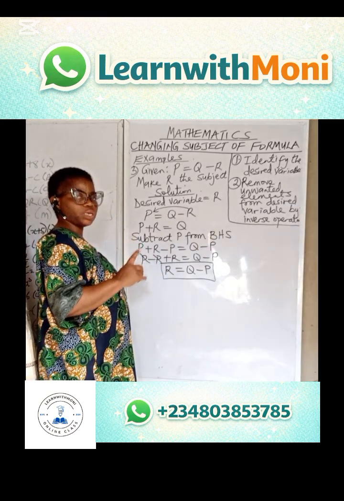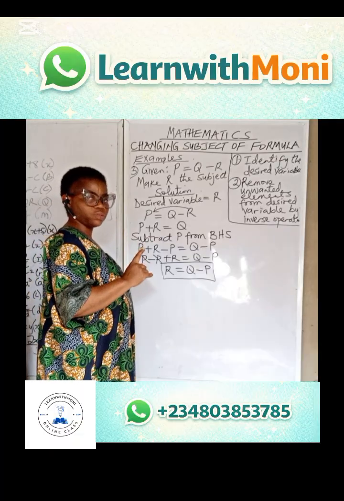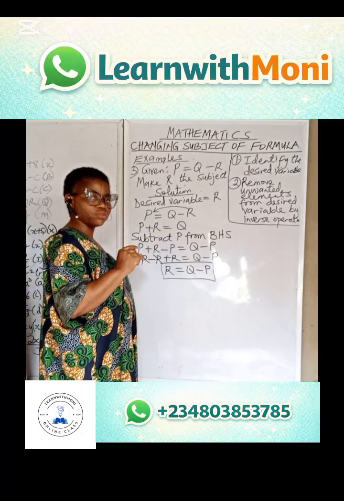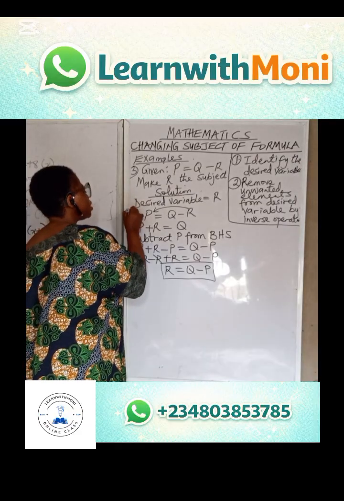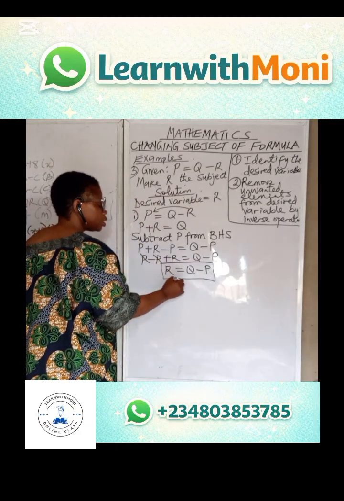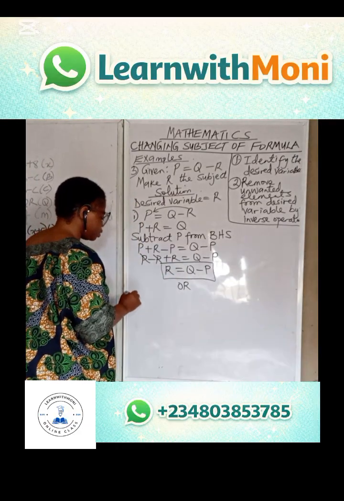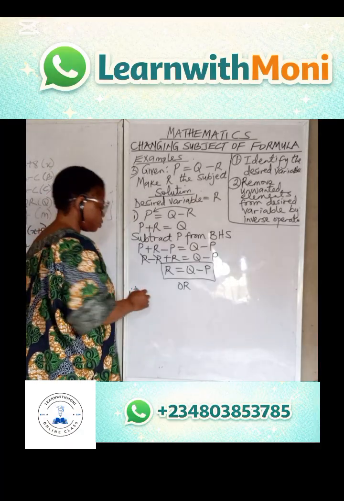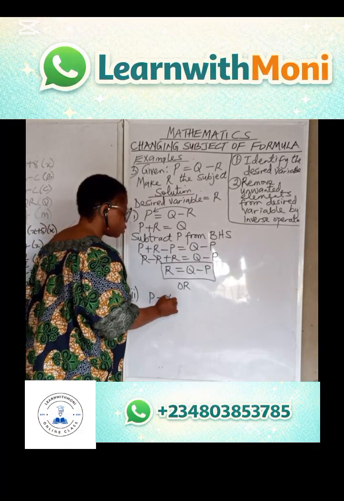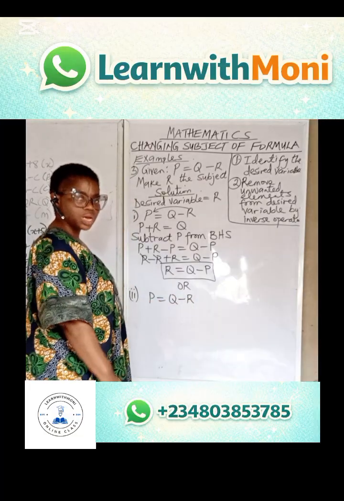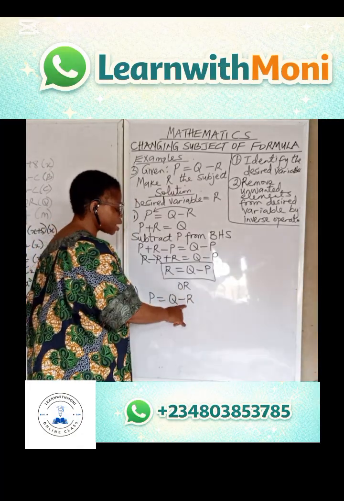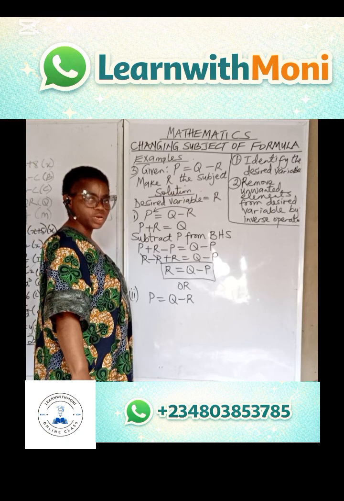I told you there are other methods of doing this. So I want to take another method of doing this. Let me call this Roman figure 1. Another method of doing this is P equals Q minus R. This is the formula we are given. And I want to make R the subject of the formula.